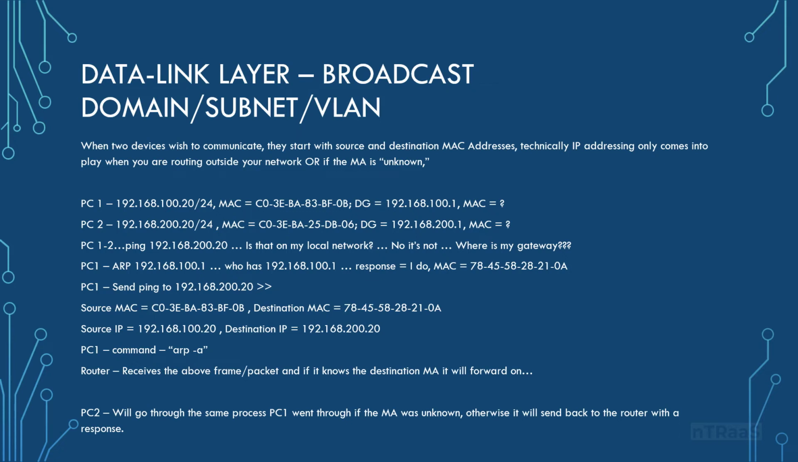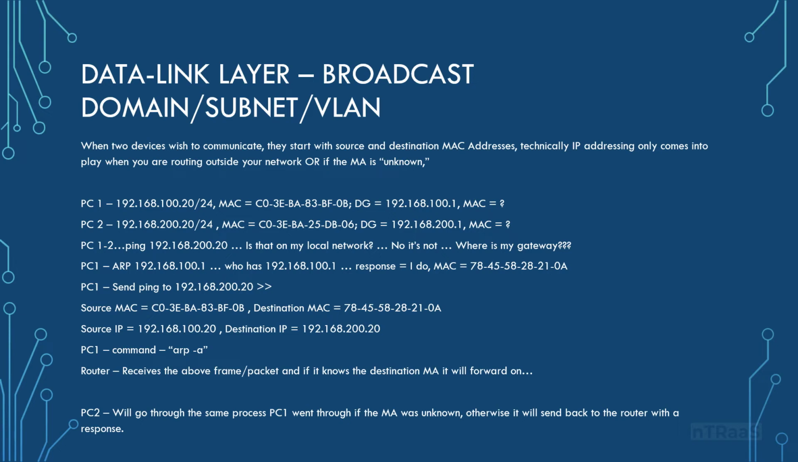So what we're going to talk about here is how two devices can communicate between one another that are on different networks. So you'll see here that we have PC1 on 192.168.100.20 with a /24. We have our MAC address, and we have our default gateway of 100.1. PC2 is on the 200 network at .20. We have our MAC address for that, and we have the default gateway at 200.1. Since we don't have MAC addresses for our default gateways, we have to figure out how to find it.